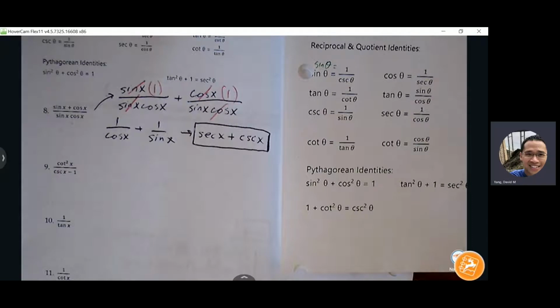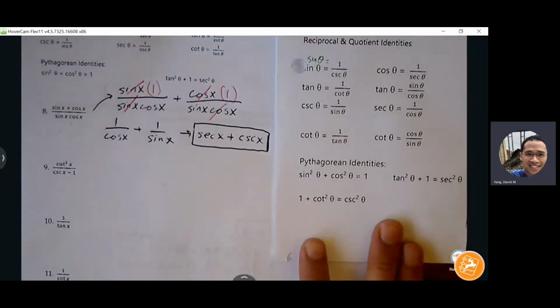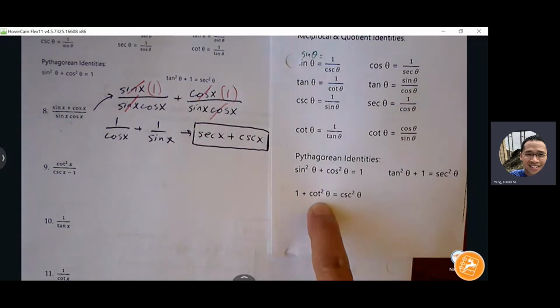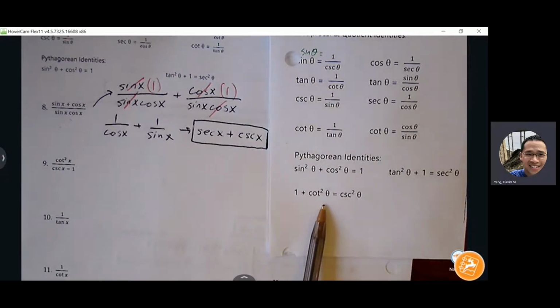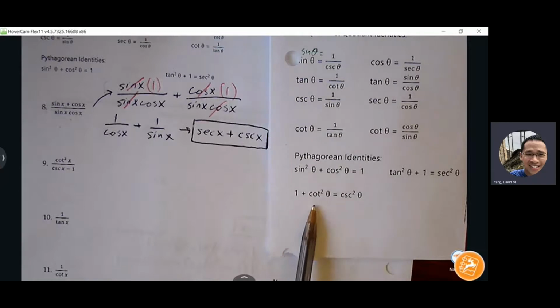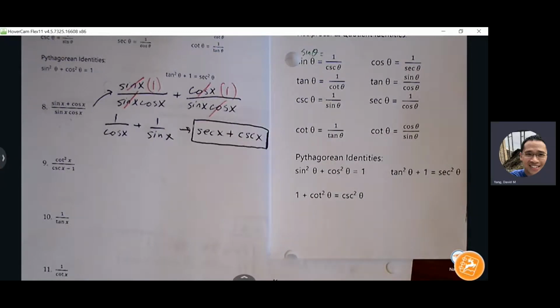Number 9, cotangent squared x over cosecant x minus 1. I'm instantly drawn towards that exponent. That exponent is helping me to identify, okay, maybe there's an identity that I can use here. And I know there's one for cotangent squared x, right? If I want to find a replacement for cotangent squared x, I can say cotangent squared x is equal to cosecant squared x minus 1, right? If I subtract 1 over, I can have a clean substitution for cotangent squared x.